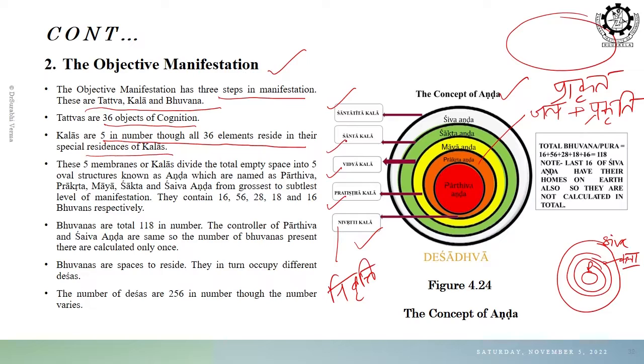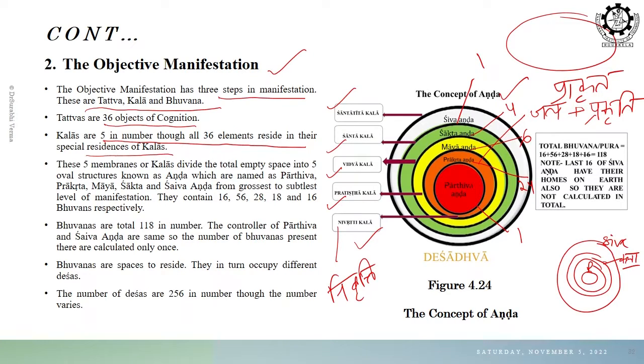After Maya adhva there is Shakta adhva, and Shakta adhva is covered by Shanta Kala. In Shakta adhva, what do we have? Shuddha Tattvas without delimitations: Shiva, Shakti, Sadashiv, Ishwar and Shuddha Vidya, 5. So, in Shakta adhva, leaving the Shiva Tattva, that means 4: Shakti, Sadashiv, Ishwar, Shuddha Vidya. So, in Shakta adhva we have 4 Tattvas, in Maya adhva we have 6, in Prakrit we have 24, in Parthiv we have 1 and in Shiva adhva again we have 1 Tattva.